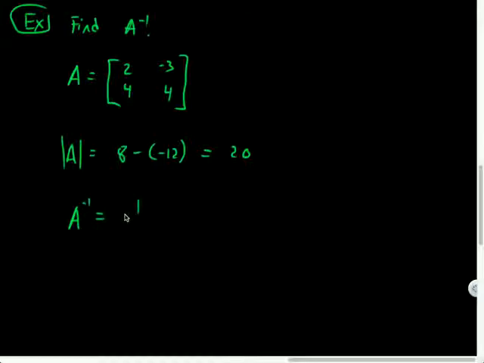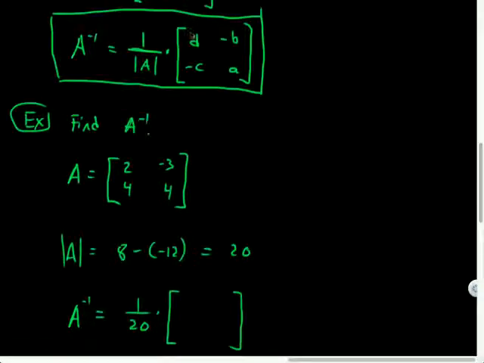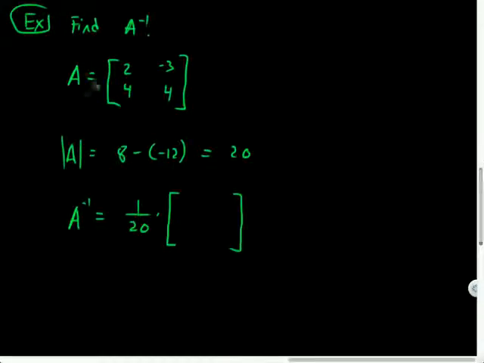So it's going to be 1/20 multiplied by the matrix. And actually, up in my little formula, I might even draw these little arrows. So these guys switched locations, and these guys changed signs, right? Just so we super remember that. So let's see. So now the primary diagonal is going to be 4, 2. And the secondary diagonal is going to be -4 and +3, right?